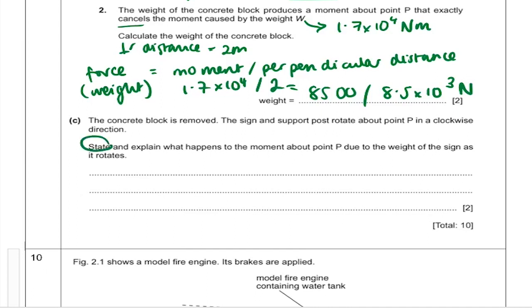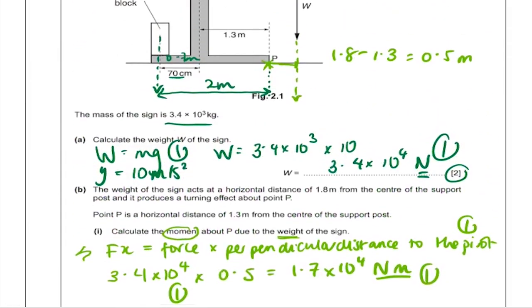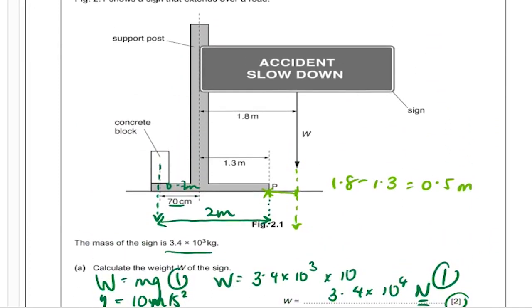State, which means say, and explain, say why, what happens to the moment about point P due to the weight of the sign as it rotates. Now, this wasn't particularly well understood collectively by the year group, so I'm just going to change colour. I want you to imagine, because P is still the pivot point in this case, the concrete block is removed, and so the sign will start to rotate because of its turning effect, because of the moment from the weight.